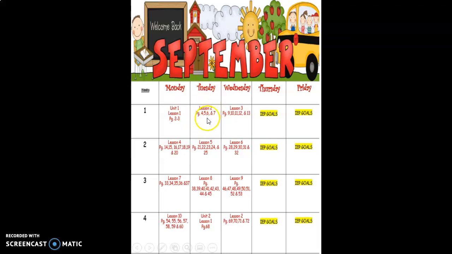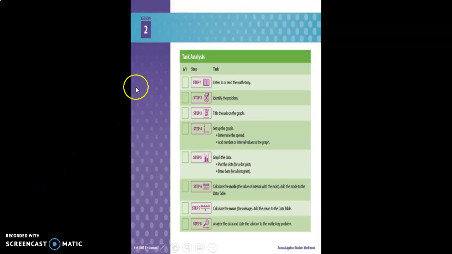So let's go ahead and look for our packets. And this is how the worksheet looks like. The one that you're going to be working on is going to say lesson 2. And right here it says unit 1, lesson 2. Okay, this is page 4.